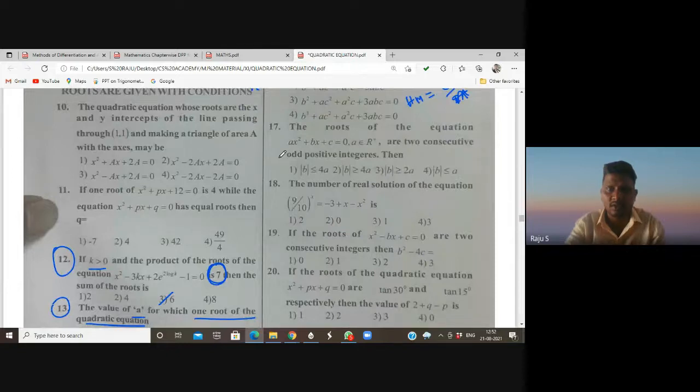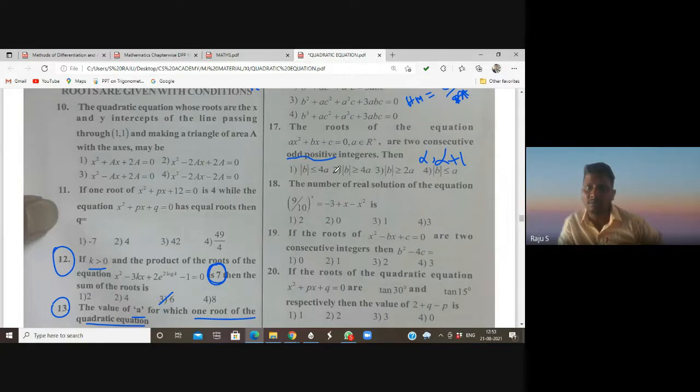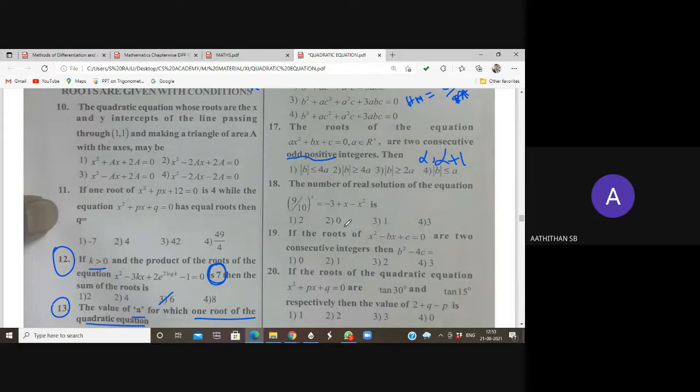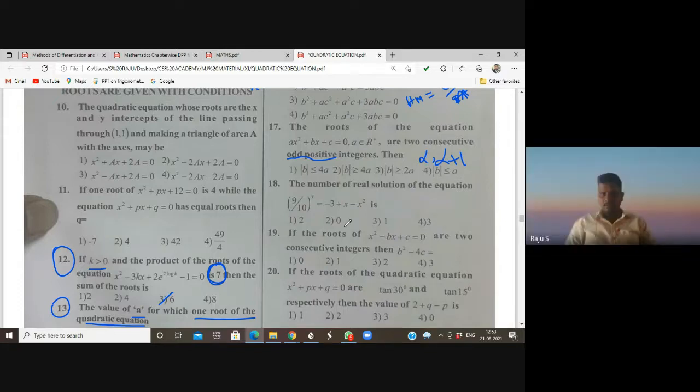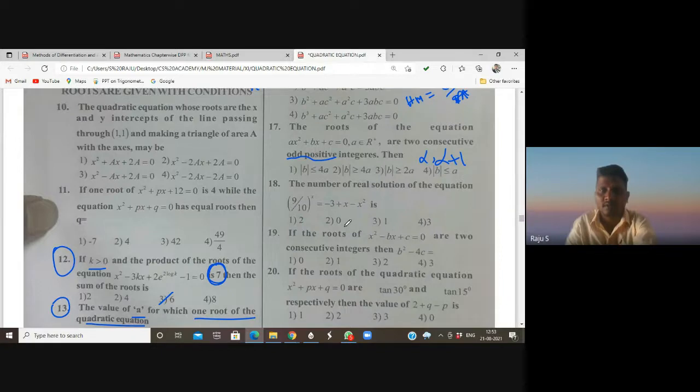Okay, 17th one: the roots of the equation x square plus b are two consecutive. This is also very easy. Two consecutive means one of the roots is alpha. What is the other root, student? The other root is alpha plus 1. Consecutive odd numbers, nothing but alpha and alpha plus 2. Alpha plus 2 or alpha plus 1? For consecutive odd numbers, the difference is 2 only. Yes, students. Remaining.